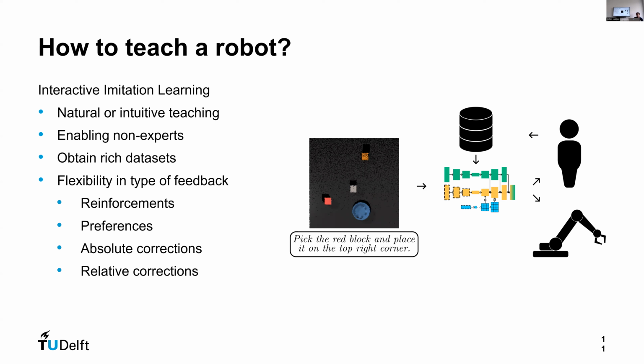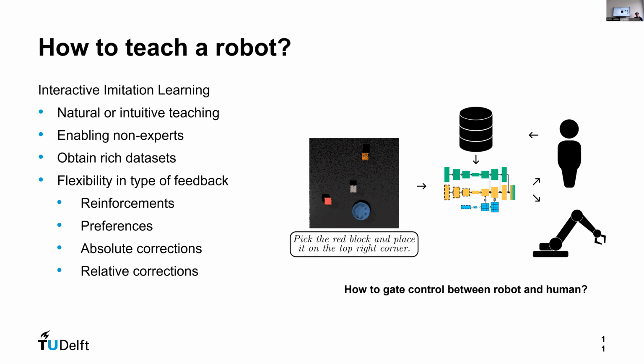This also allows for a very high level of flexibility in the type of feedback. So we can learn from demonstration, but we can also learn from reinforcement, so basically a reward signal, or preferences where the human indicates which action they like better. Absolute corrections, where we actually move the robot and say this would be better, or relative corrections, where you say move more to the left or to the right. That's all possible in this interactive learning paradigm.